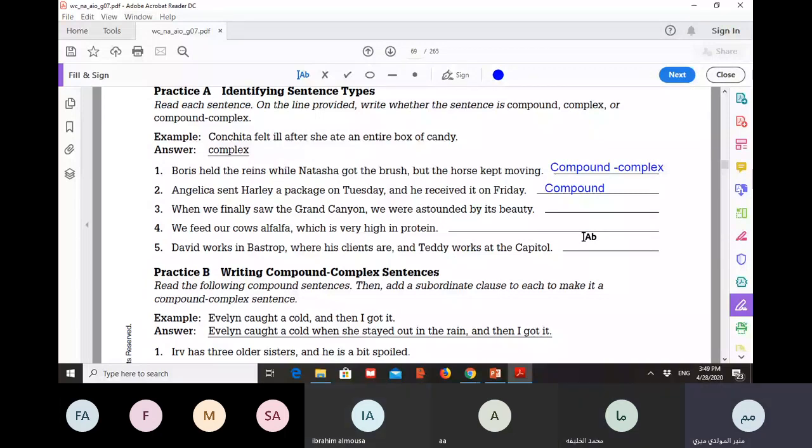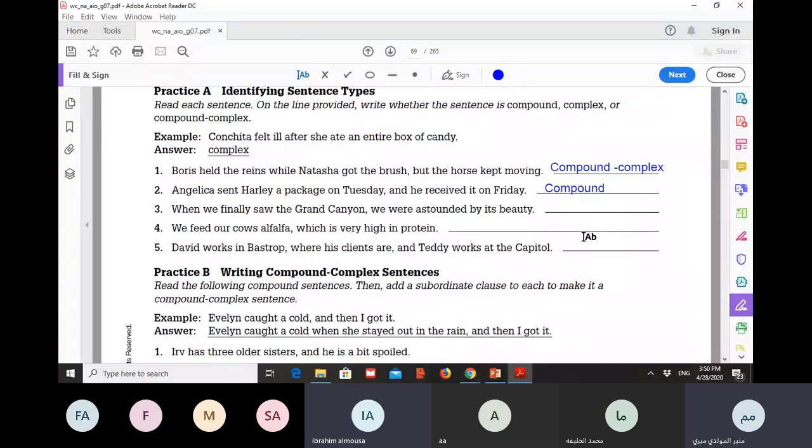Number 3, Ibrahim al-Musa. "When we finally saw the Grand Canyon, we were astounded by its beauty." A complex sentence.